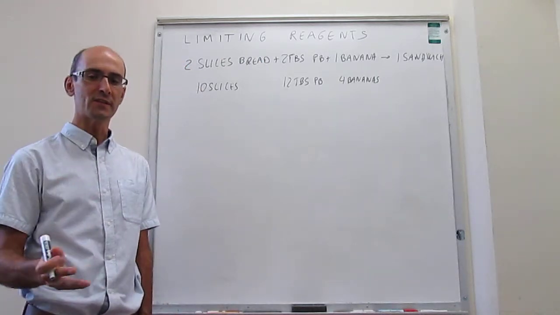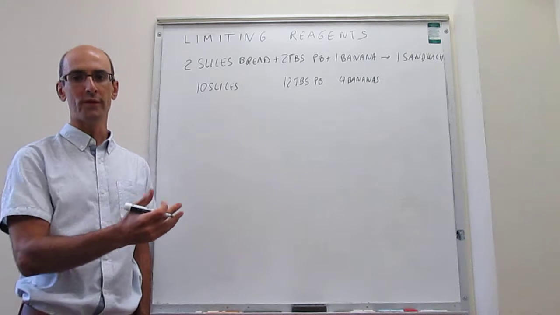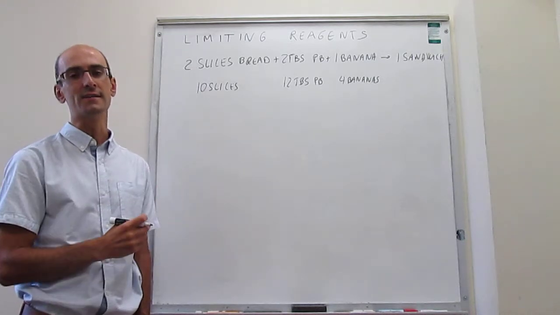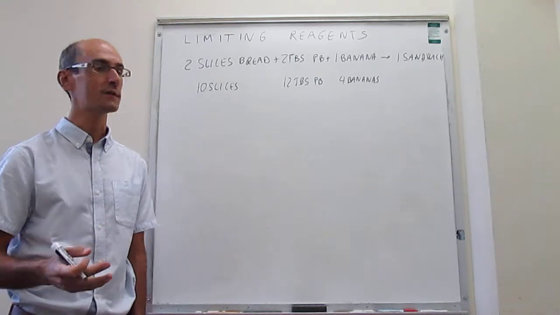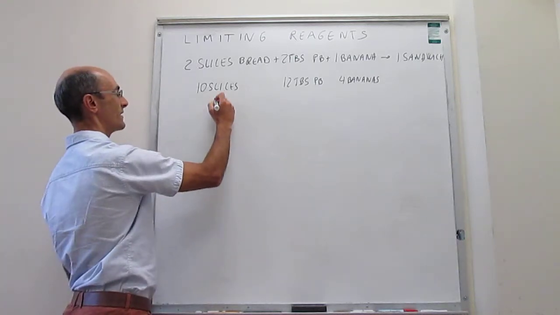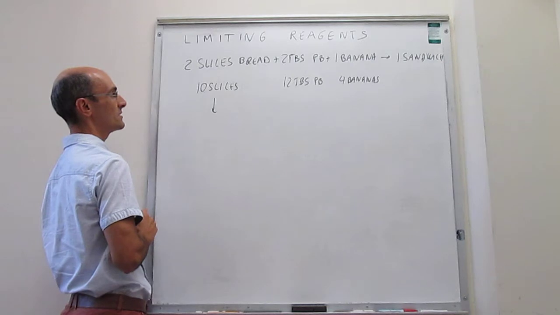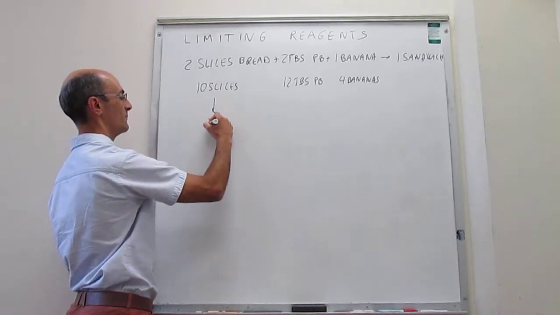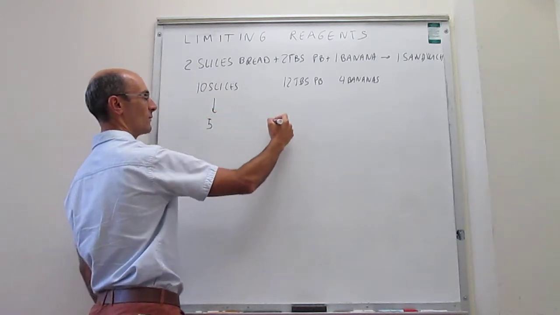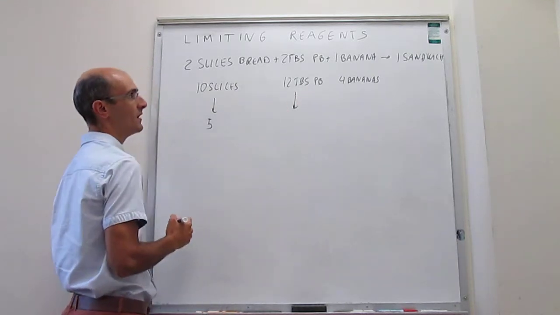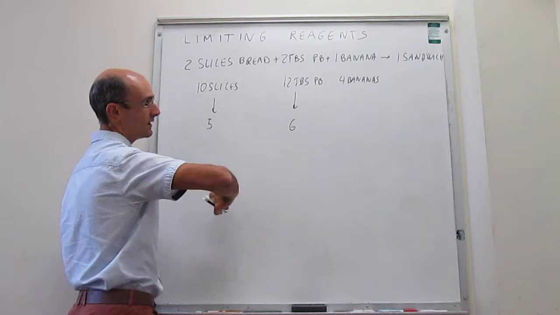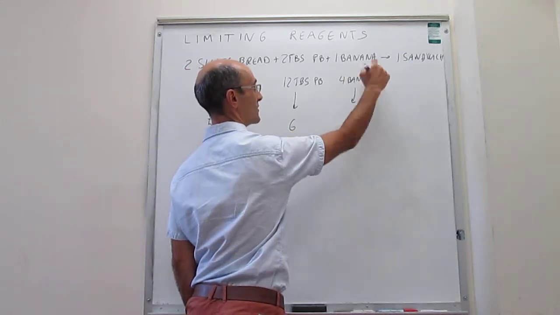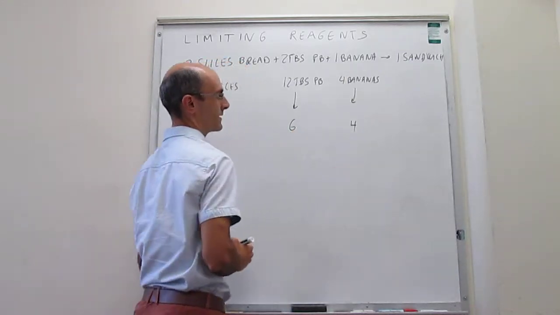The way to solve this problem is to figure out, with each one of the reagents, in this case, how many sandwiches you could build. With 10 slices of bread, I need 2 slices per sandwich, so I'm going to be able to build 5 sandwiches. With 12 tablespoons of peanut butter, I need 2 per sandwich, so I can build 6 sandwiches. And with 4 bananas, because there's a banana per sandwich, I can build 4 sandwiches.